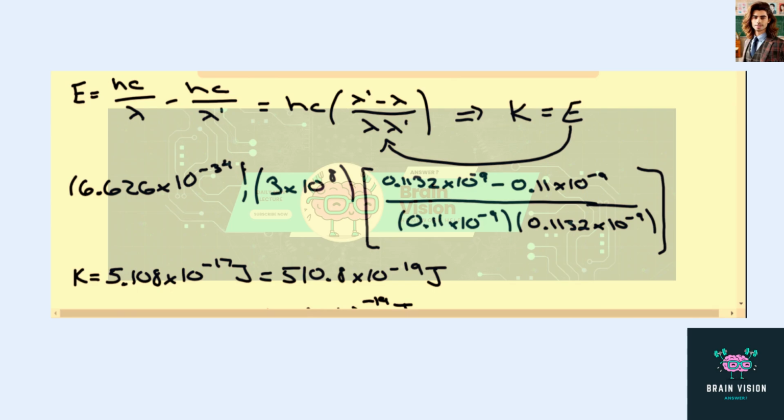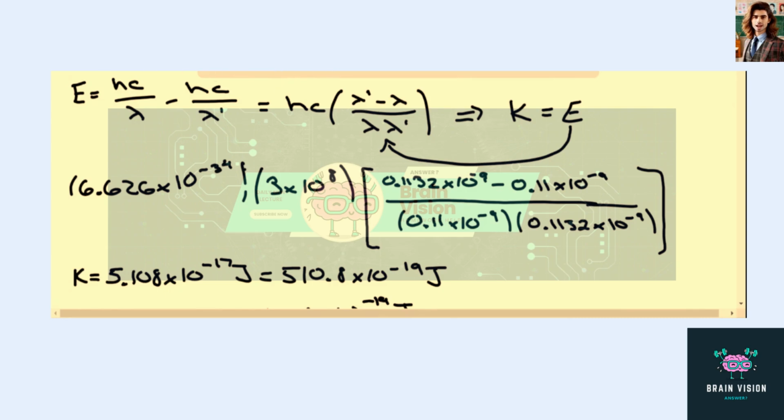And the kinetic energy of the electron changes. So we would use the equation for energy. We would basically use a change of energy equation, which would be hc divided by lambda minus hc divided by lambda prime, where h is Planck's constant, c is the speed of light, and lambda and lambda prime are the wavelengths of the photon.